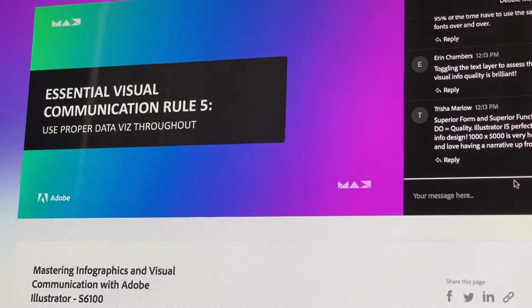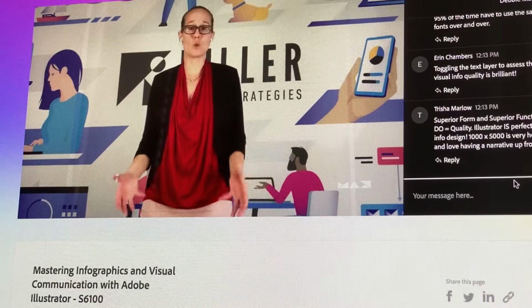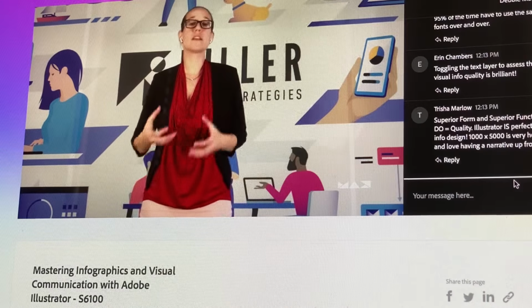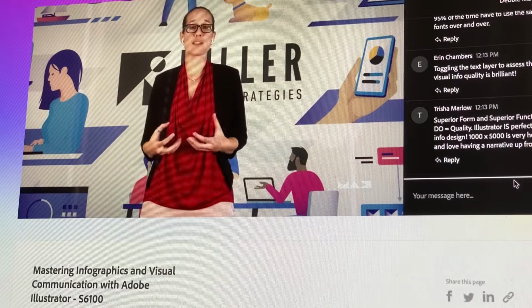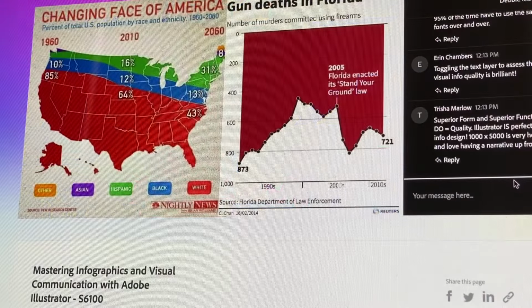Essential visual communication rule: use proper data viz throughout. There's already enough mistrust for media in the world today, and you definitely don't want your data visualizations to fuel that fire. To exemplify this, here are two examples of data viz gone way wrong.